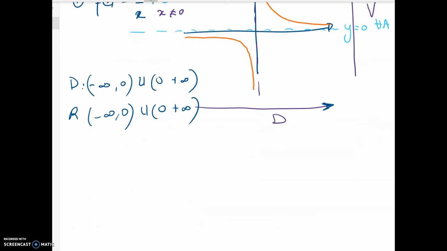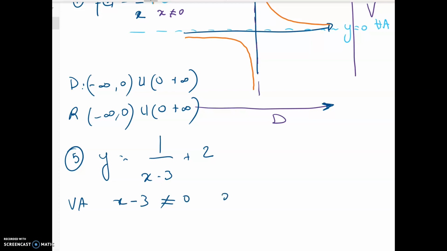All right, problem number 5. On this problem number 5, what do we have? What is the equation of the vertical asymptote of the graph y equal 1 over x minus 3 plus 2? And we need to also define the horizontal asymptote. Well, to find the vertical asymptote, what you need to do is to study the denominator and say that the denominator cannot be equal to 0. Therefore, x cannot be equal to 3. And so at x equals 3, you will have a vertical asymptote.